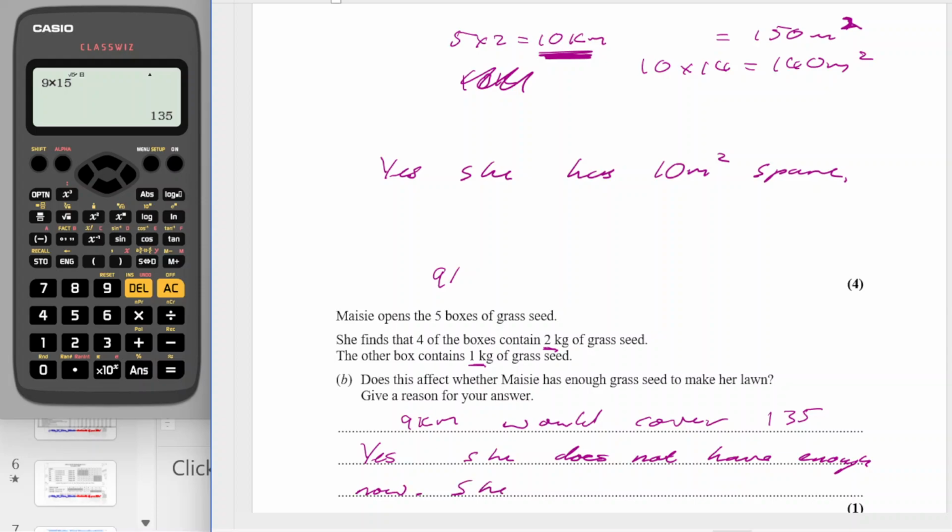Full stop. I'm going to say she is 5 meters squared short.